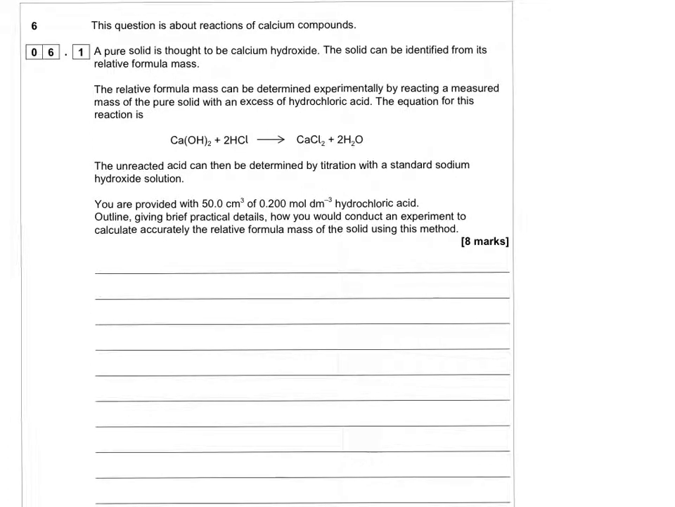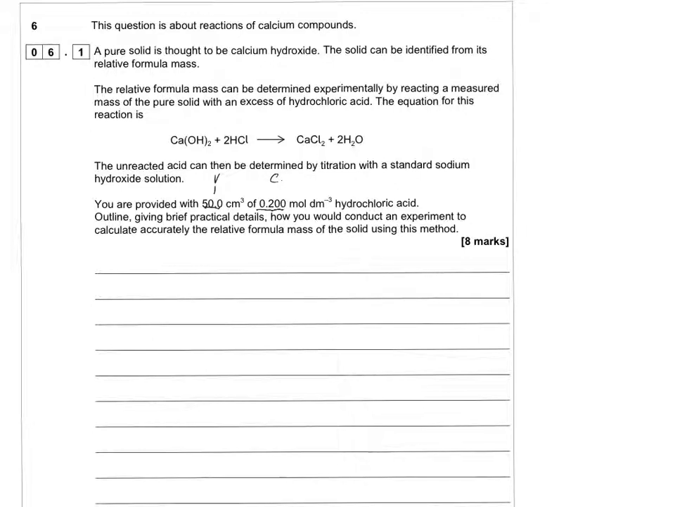This question is called a back titration, and in a back titration you simply have an excess of one of the reagents. So in this case we've got an excess of hydrochloric acid. So in our 50 centimetres cubed of 0.2 moles per dm cubed hydrochloric acid, immediately we can work out the number of moles because we've got our volume and we've got our concentration.